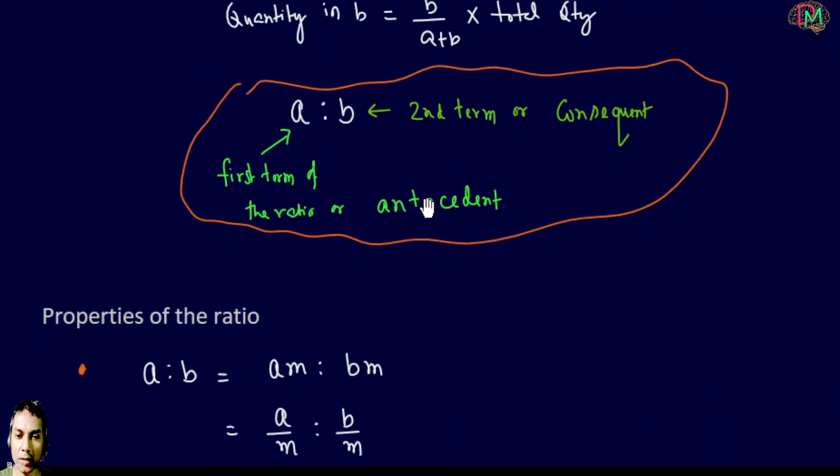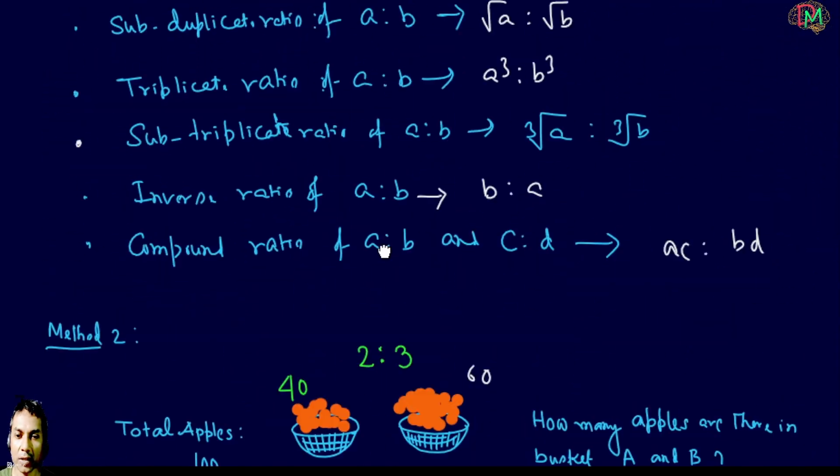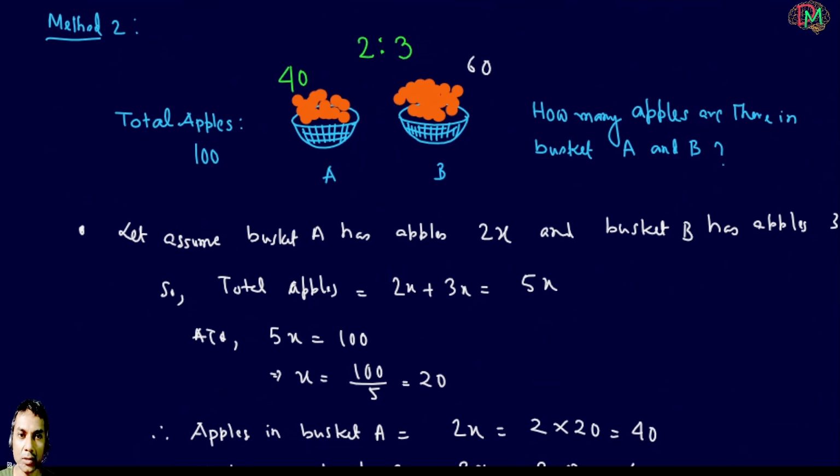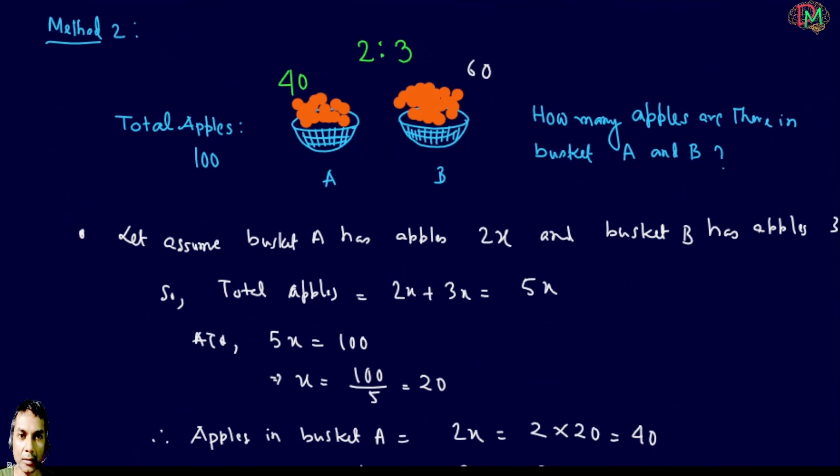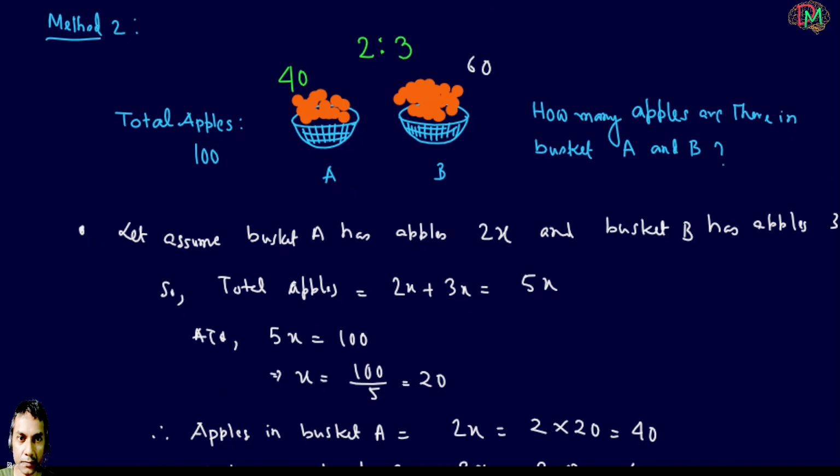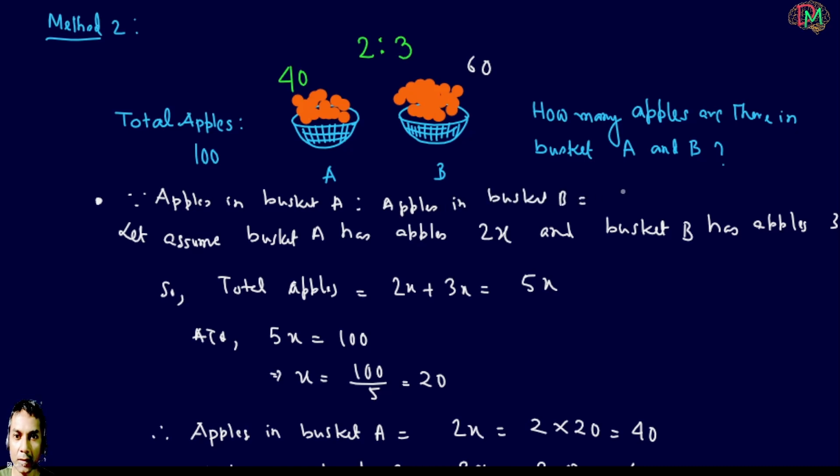So with this method we can find out the quantity from the ratio. So first you can write here the ratio: apples in basket A is to apples in basket B is equal to how much? 2 is to 3. It is given. So you can write that first. Okay, this way you can get the solution.